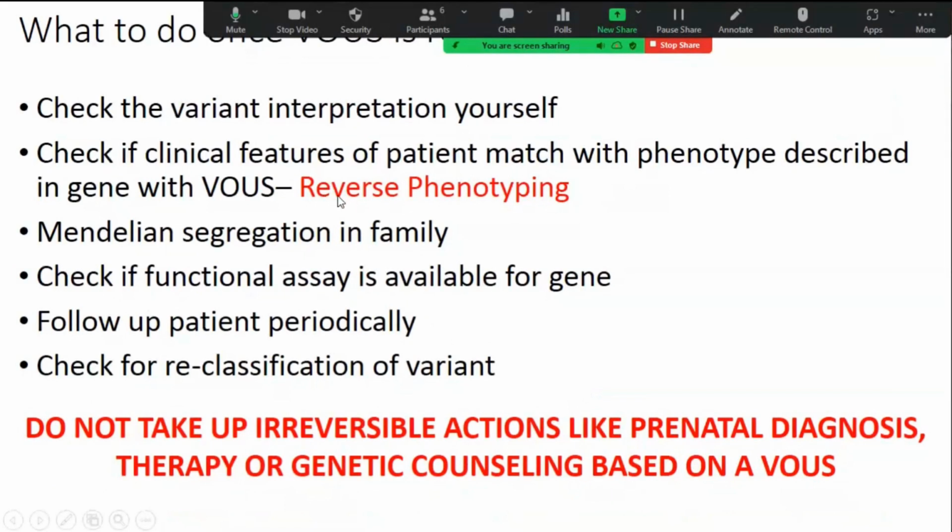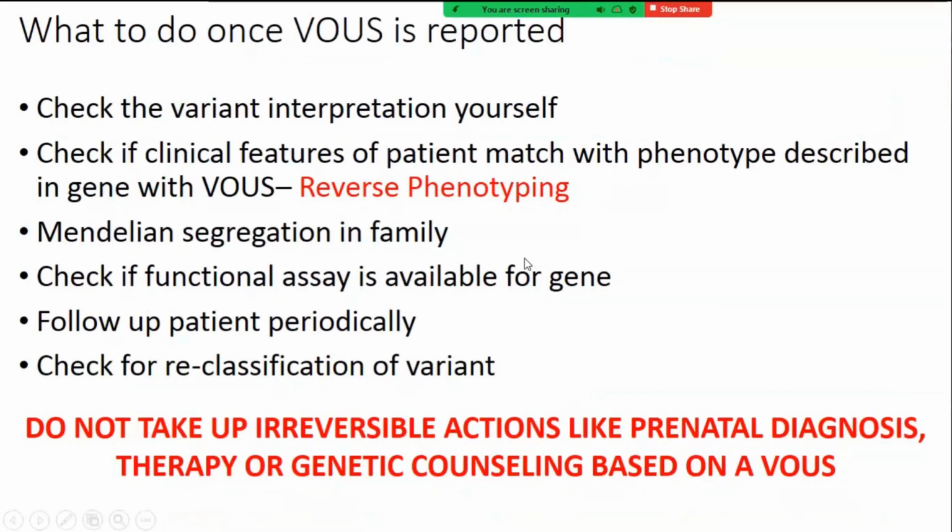So that's the reverse phenotyping. Mendelian segregation, if it has not been done, it should be done. That will change your classification many times. If a functional assay is available, you can check. If some lab is doing a functional assay, you can try to contact them.